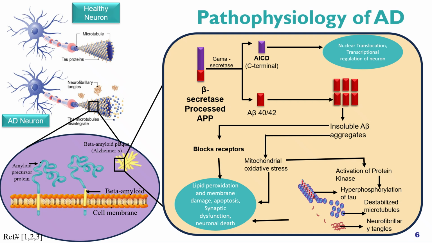This is the pathophysiology. Here is the aggregation of beta amyloid, and these are some of the molecular pathways that are involved. And ultimately, there will be lipid peroxidation and membrane damage, apoptosis, synaptic dysfunction, and neuronal death.